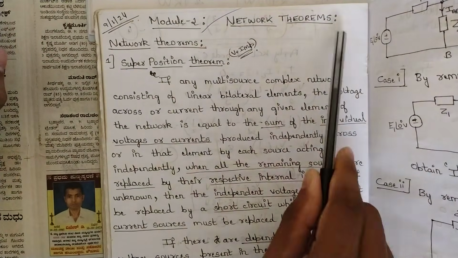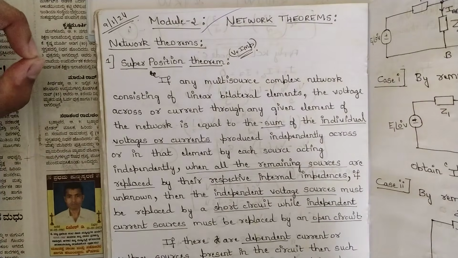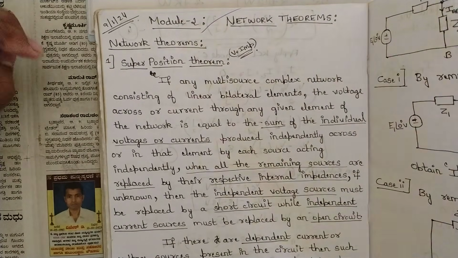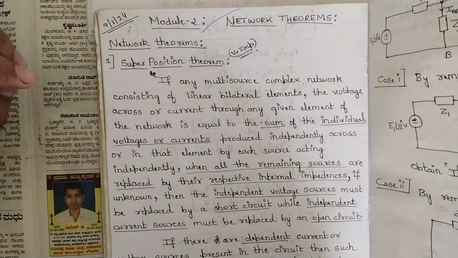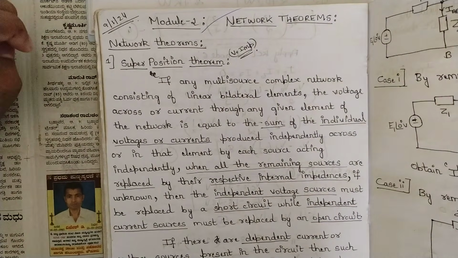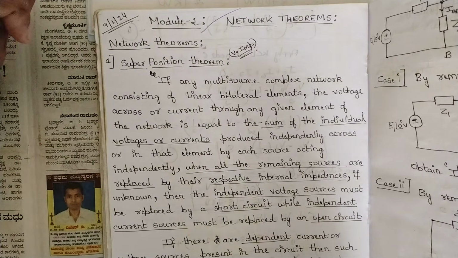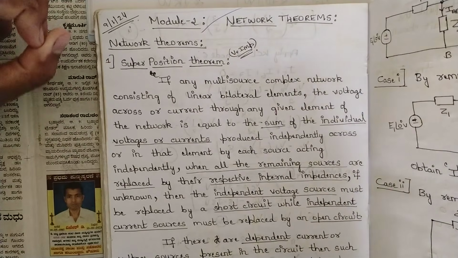The name of the module itself is network theorems, so that's why you can say that we are studying only the theorems. Related to those theorems we are going to see separate electric networks, how those networks are interconnected to each other based on the particular theorem, and we are going to analyze that network and reduce it to a simpler form by using the theorems. You should know these theorems. So that's the introduction.